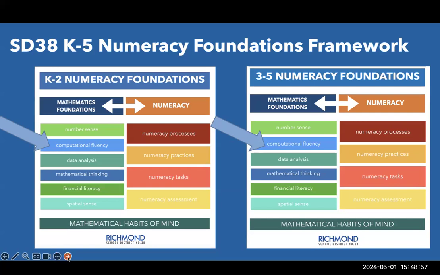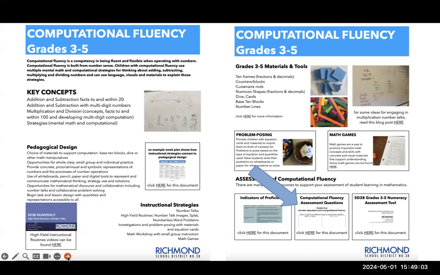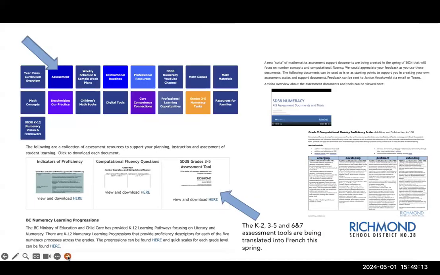But again, if you click on computational fluency at K-2 or 3-5, you'll have a PDF, and there are those computational fluency questions and assessment of computational fluency information there on those PDFs and directly linked to those resources. Again, if you go to assessment at the bottom of the page, there's also the indicators of proficiency, those computational fluency questions per each grade, and there's an assessment tool.